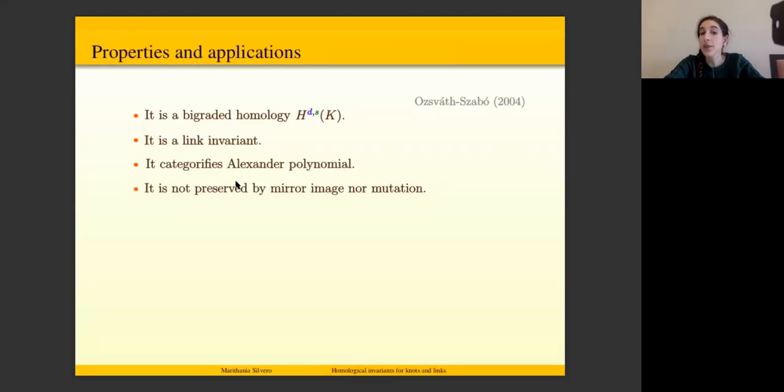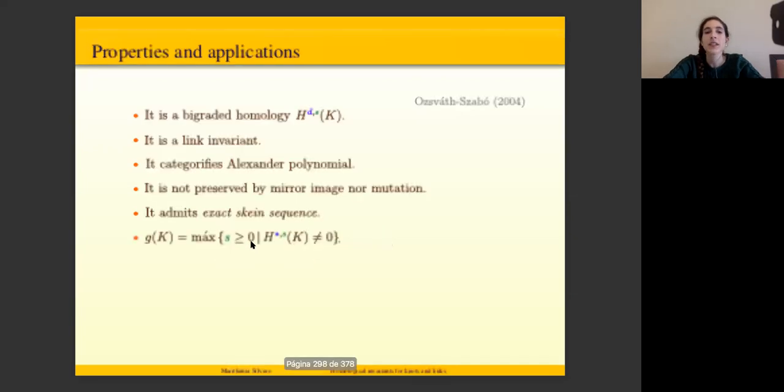Knot Floer homology is not preserved by taking mirror image or mutation. The Alexander polynomial is preserved by mirror image, but not the Floer homology. It admits an exact sequence, meaning that if three link diagrams differ in a neighborhood of a crossing in that way, then their knot Floer homologies can be put into an exact sequence. They satisfy some relation.